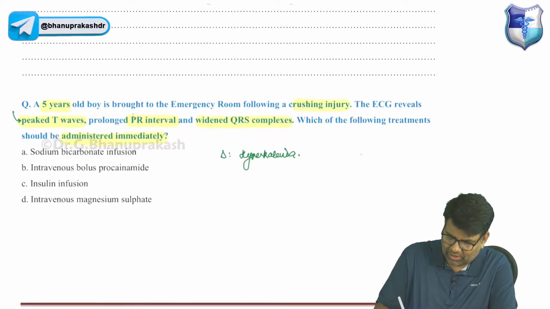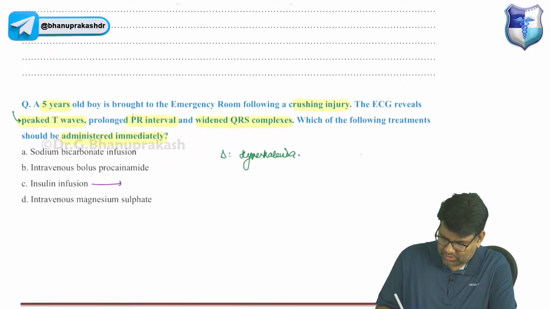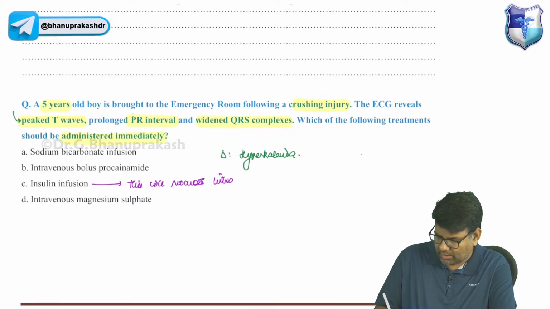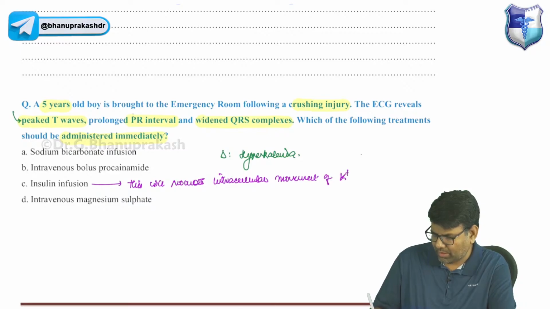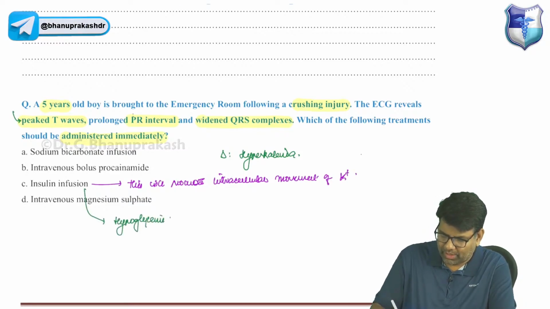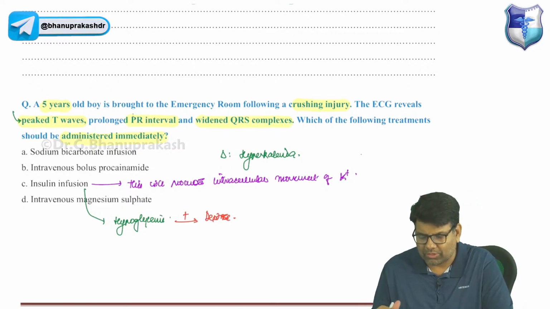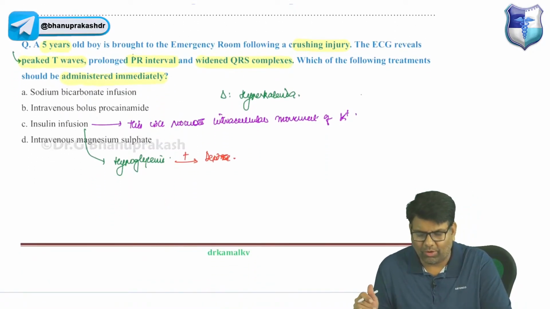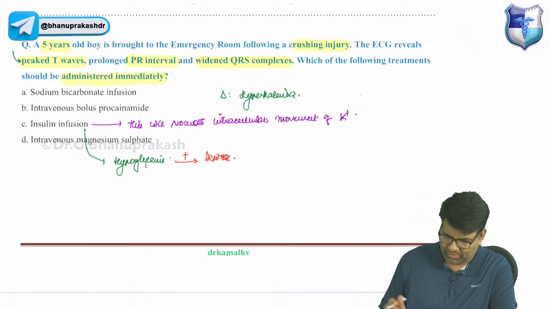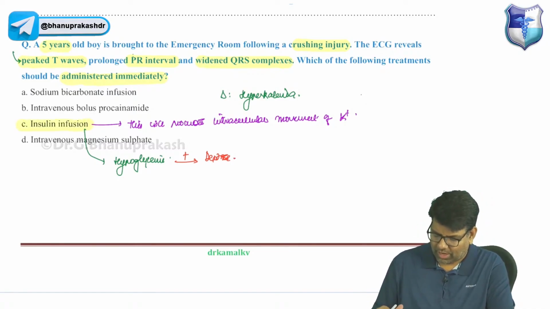So we need to give insulin infusion because this will promote intracellular movement of potassium. But again, there is the tendency of hypoglycemia, so it should be given along with dextrose. Clear? Insulin with dextrose. Otherwise, the child will go into hypoglycemia. Yes, Pratyusha. Right? So I think this is clear, and I have repeated once again for hyperkalemia.